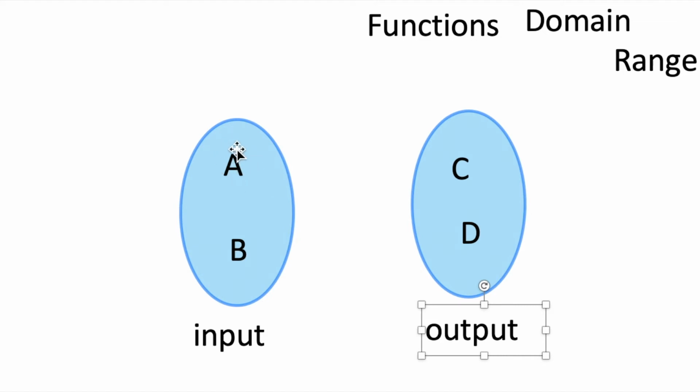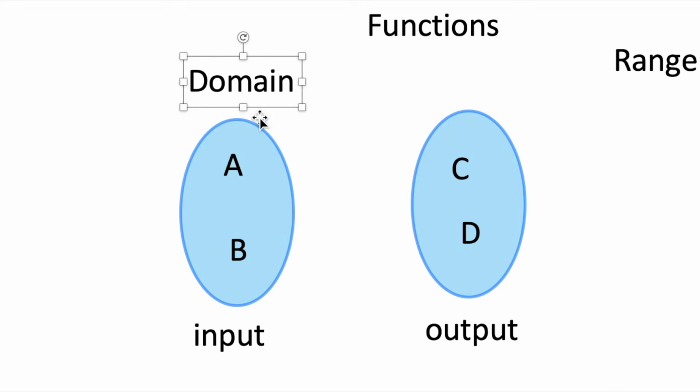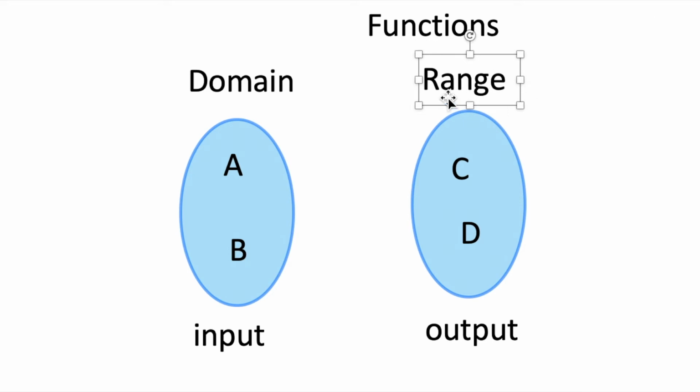So imagine in your computer you put in the letter A, it'll work with it and then it'll turn it into C. But there's also another term that we can use for both of them. The input, we call it the domain. This is an important term. And the output, this is the range. And on a graph, we also represent the domain by the letter X, and the range by the letter Y.